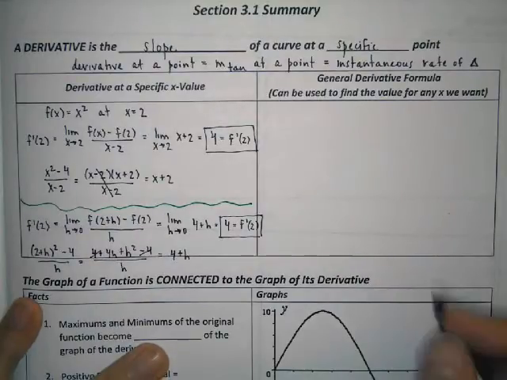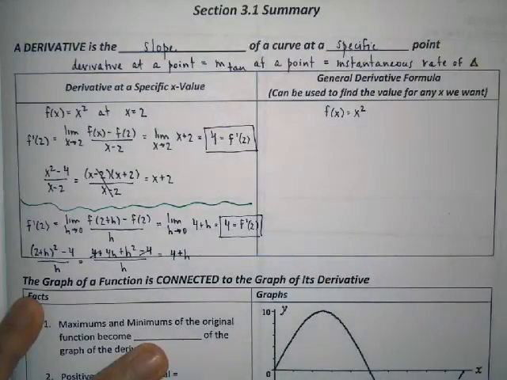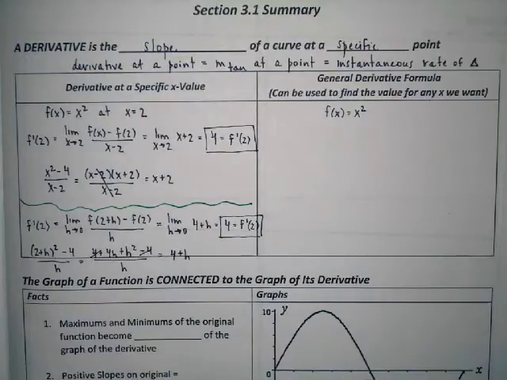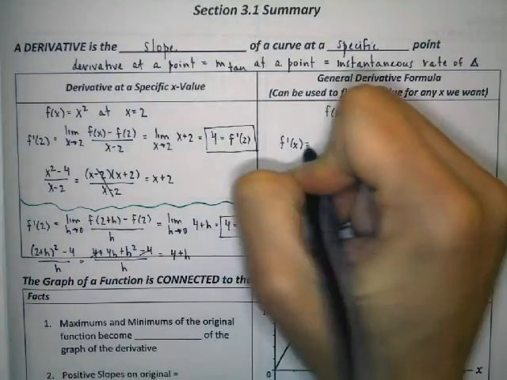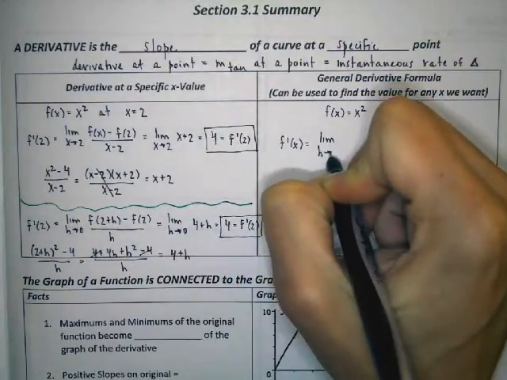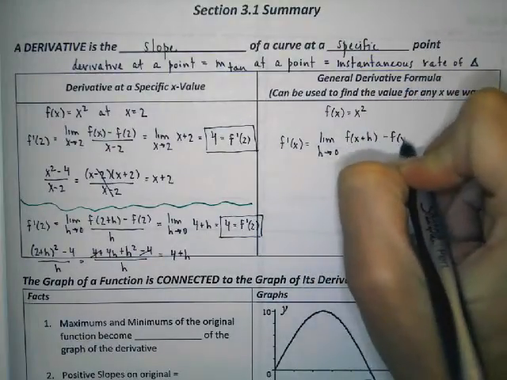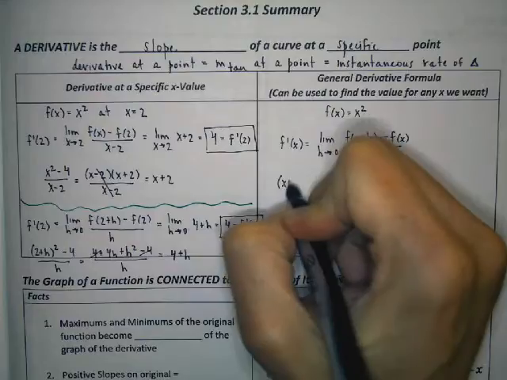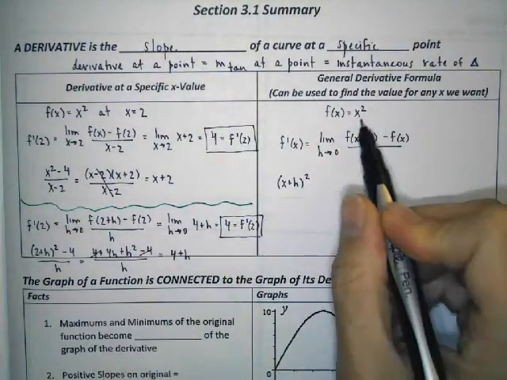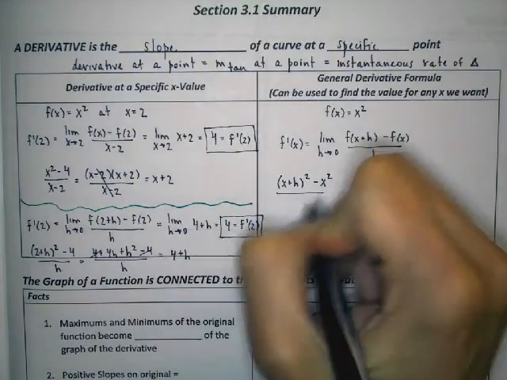Now, when we're talking about the general derivative, we're just saying that we want to find the derivative of our function at any point x. So we want a general formula that we can use to find the value of the derivative at any x value. So here, if I just want f prime of x, I'm going to use my general formula: the limit as h approaches 0 of f of x plus h minus f of x all over h. And so now I'm going to substitute x plus h everywhere I have x. So x plus h quantity squared minus x squared over h.